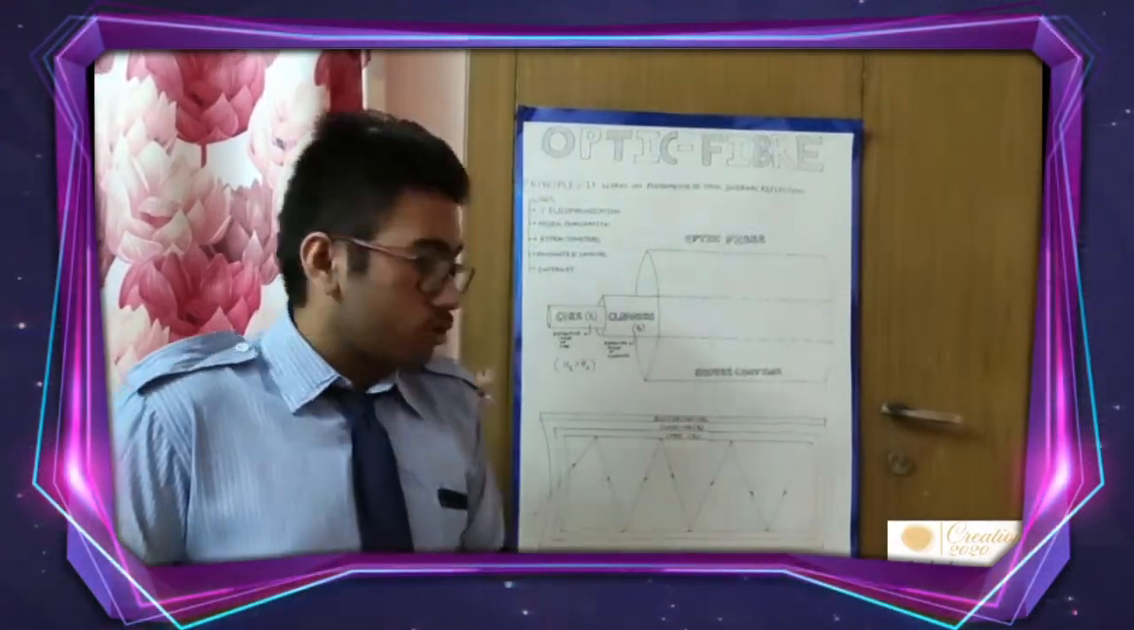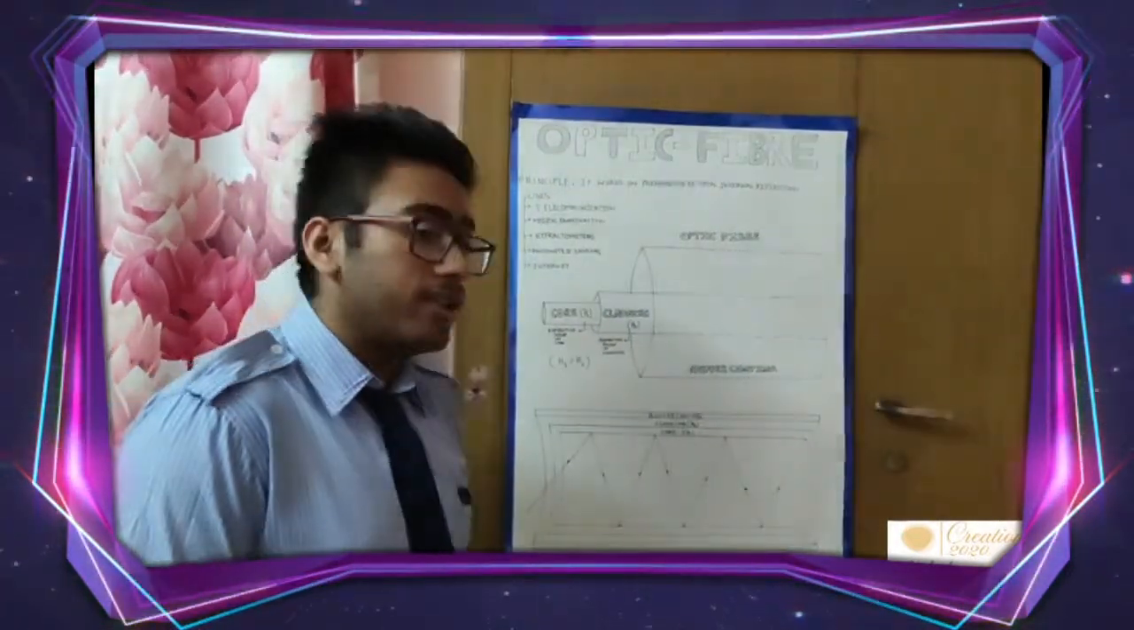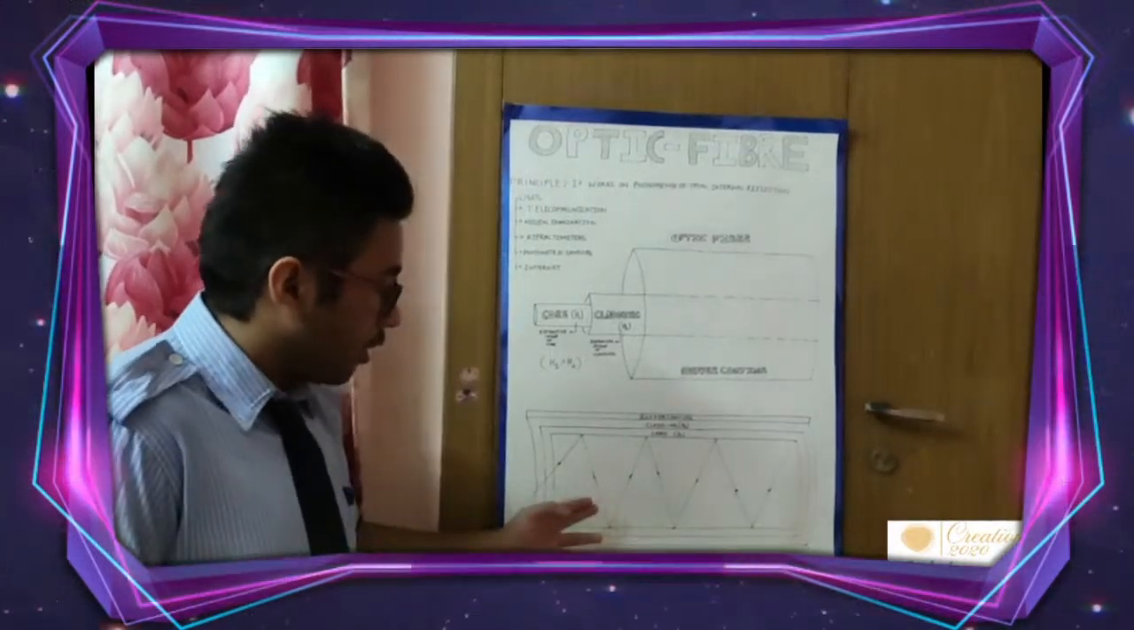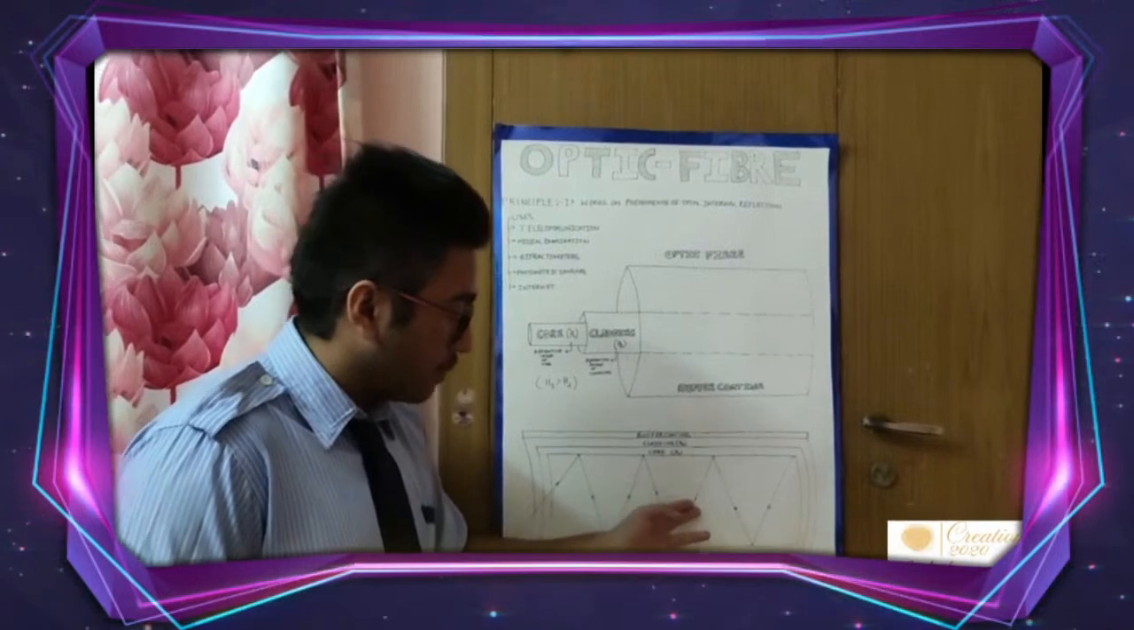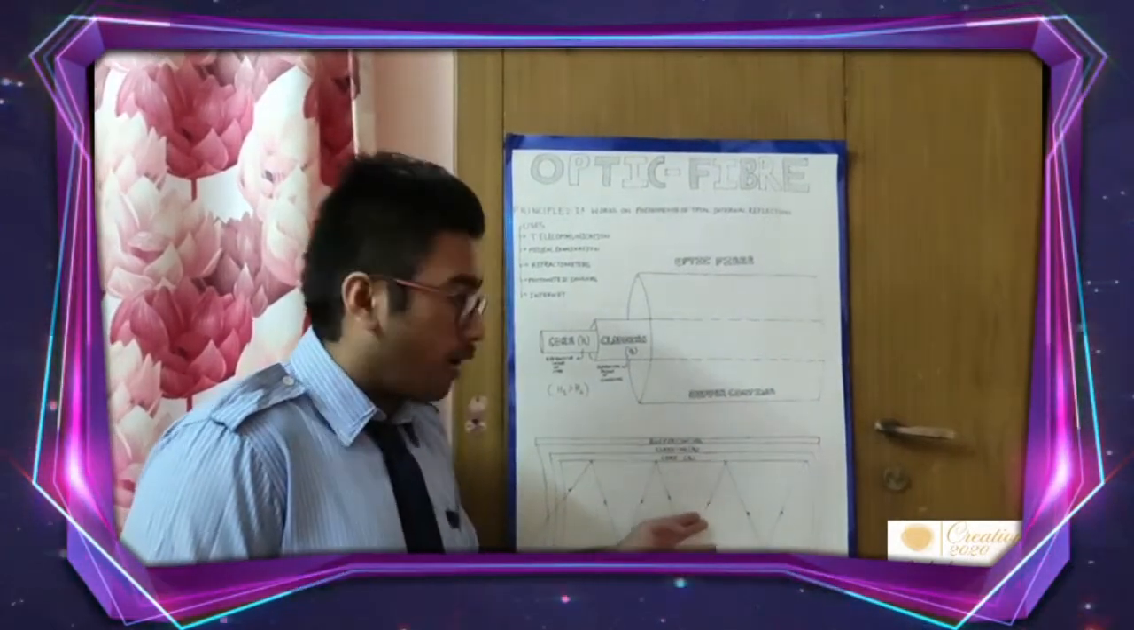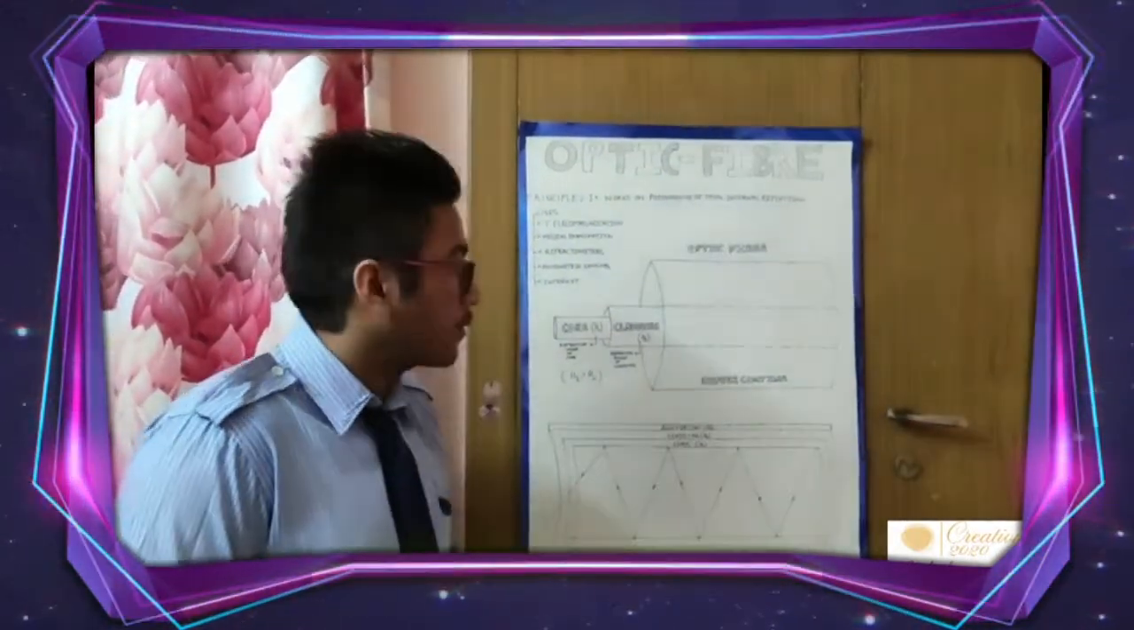Now I would like you to show the inside view of the optical fiber, how the signals are transmitted. Inside the optical fiber, you are seeing that there are multiple internal reflections occurring. This is the basic principle on which optical fiber is working.